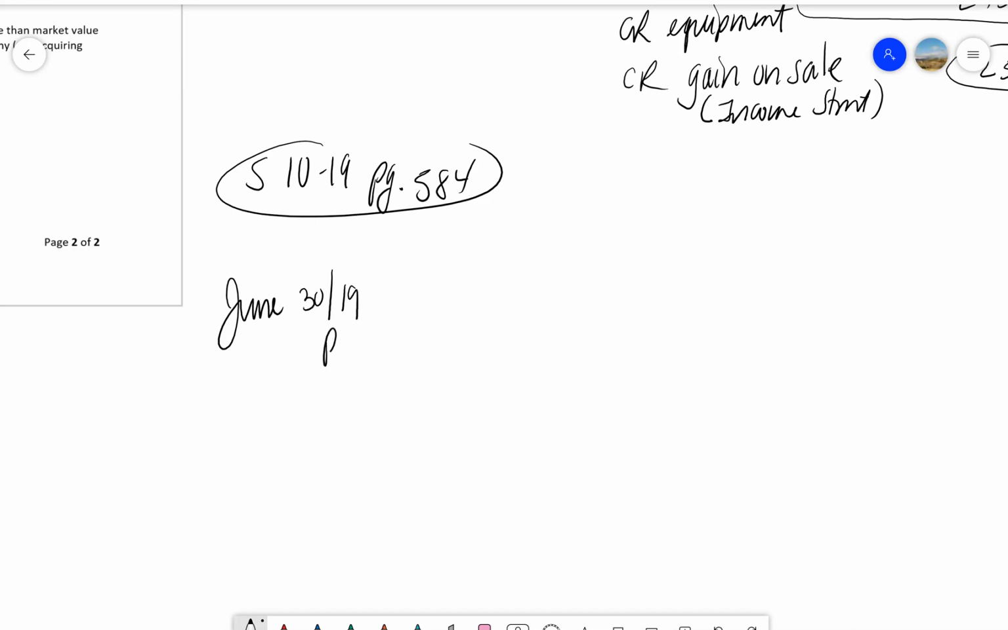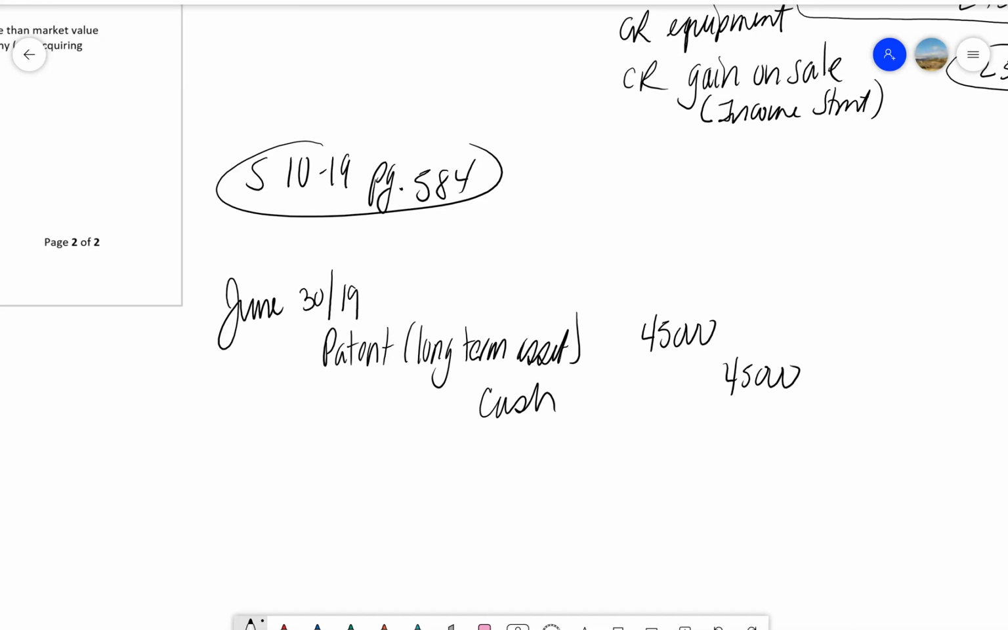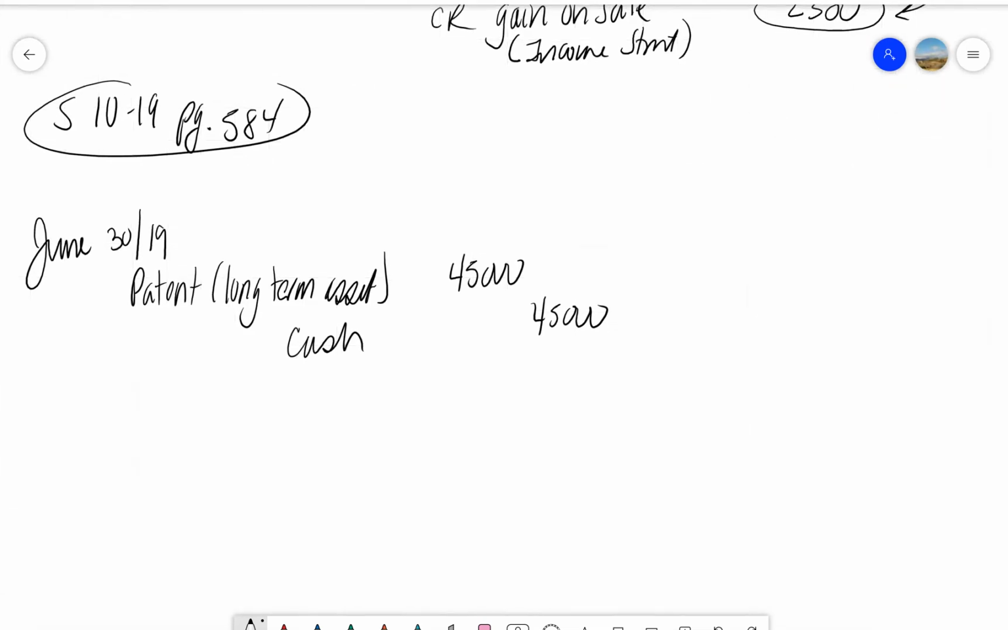So we're going to set up this new account called patent. Now, this patent is a long-term asset. Let's just put that in brackets here so we know that this is a long-term asset for $45,000. And we paid cash of $45,000. Now we will be taking amortization on this patent, but we're not going to set up an accumulated amortization account because there's no residual value. All we're going to do is just record everything in the patent account.